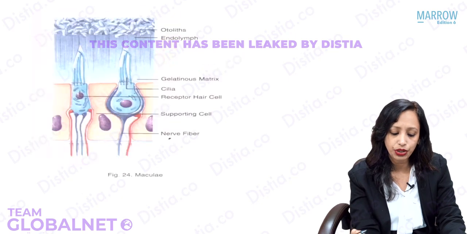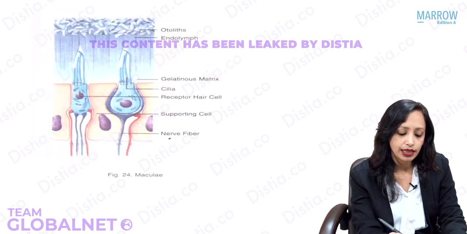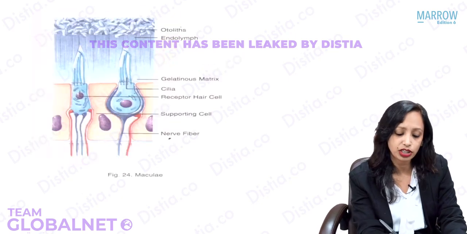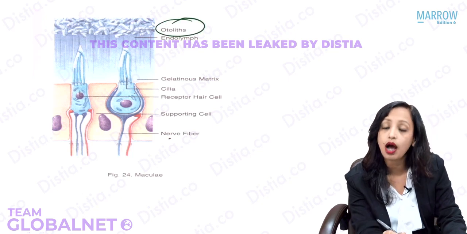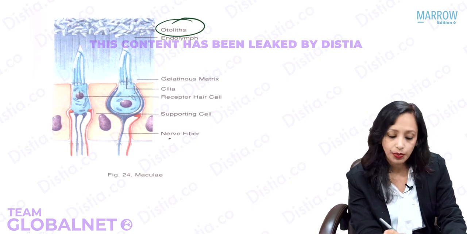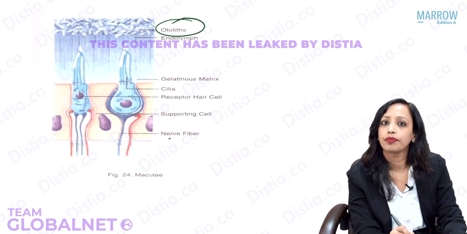Whereas in the maculae, the hair cells project into a gelatinous matrix which is covered by calcium carbonate crystals, which are known as otoconia, or otolith. Now, what is the significance of this otolith?